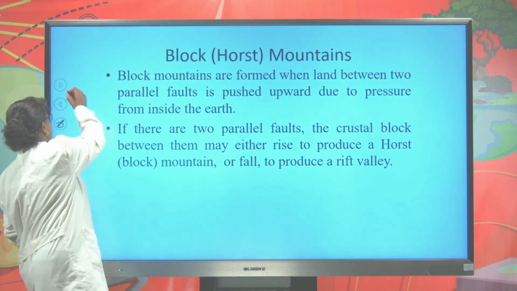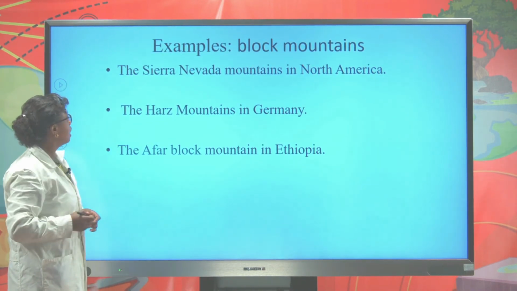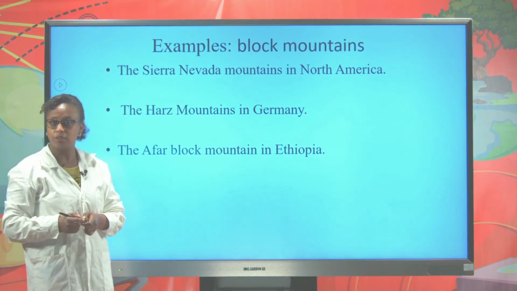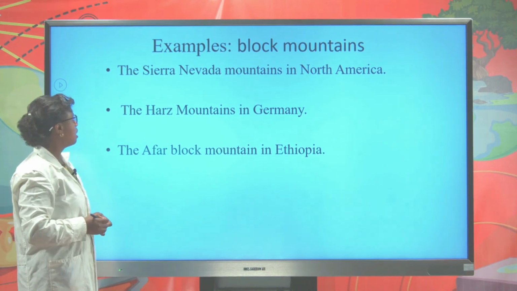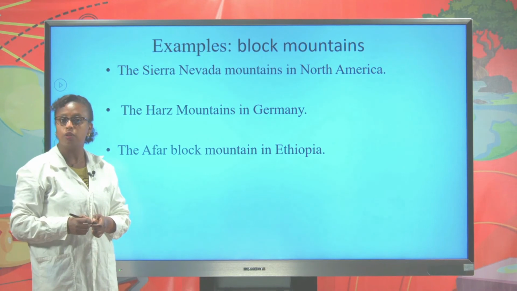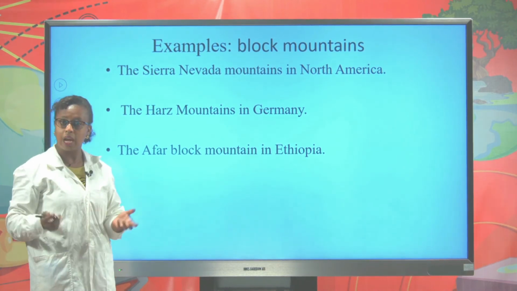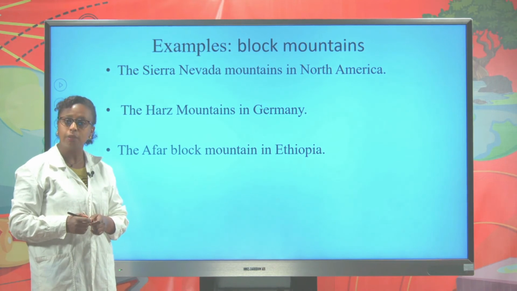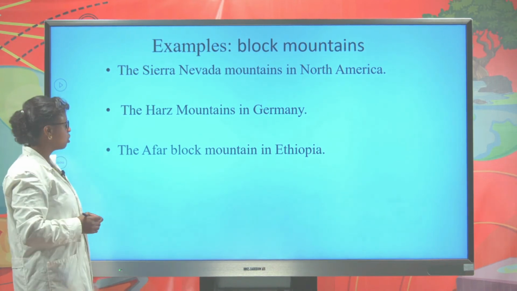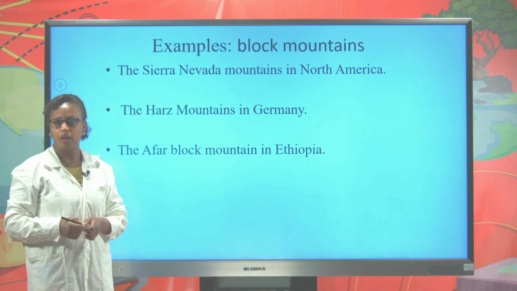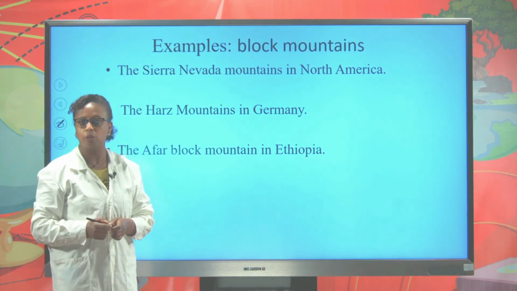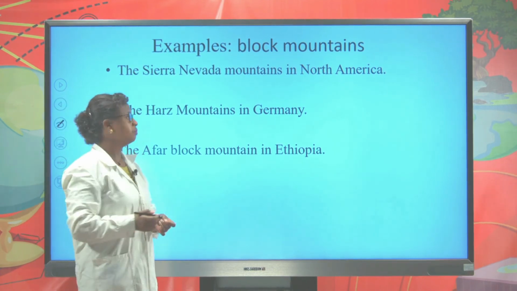There are different block or horst mountains in different parts of the world. For instance, the Sierra Nevada block or horst mountain found in North America, the Harz mountain or the Harz block mountain found in Germany, the Afar block or horst mountain found in Ethiopia. These are the block or horst mountain examples.